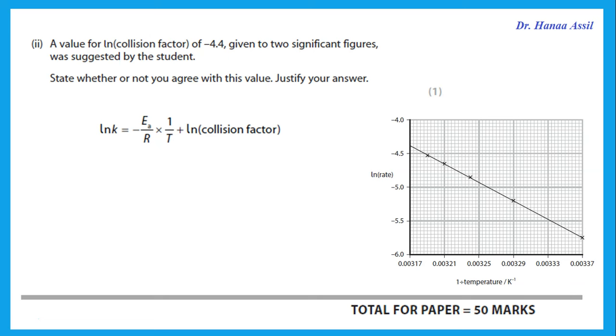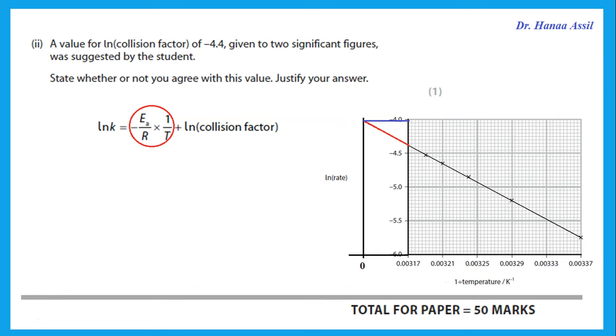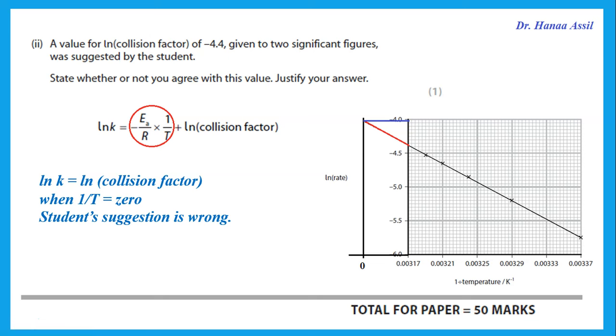But is that correct? Remember that constant in that equation you get from, if I have ln k and you want that constant, then that would be the intercept of the y-axis when the x is 0. So when x is 0, the intercept on the y-axis, that is my constant at the end of that equation, which is natural log of the collision factor. So actually, the natural log of k is equal to the natural log of collision factor when the 1 over T is 0. So that is the intercept in the y-axis when the x-axis is 0. So the student's suggestion is wrong. It is actually somewhere nearer to minus 4.0.